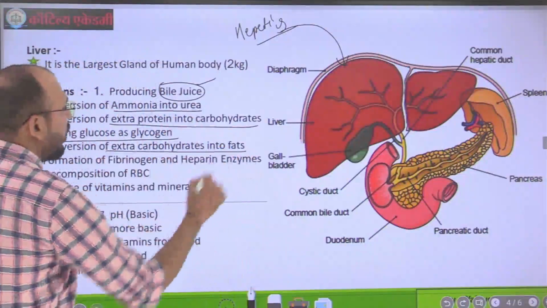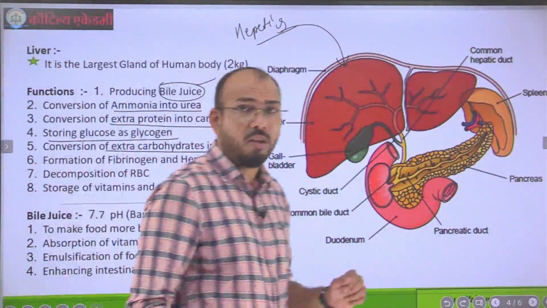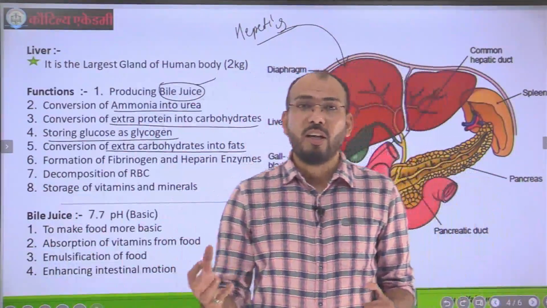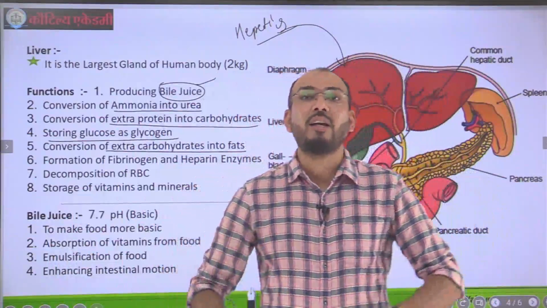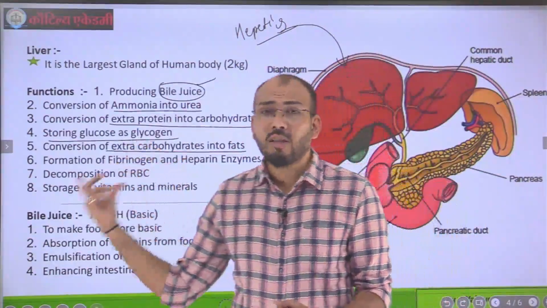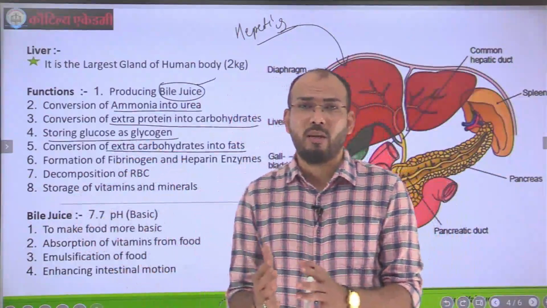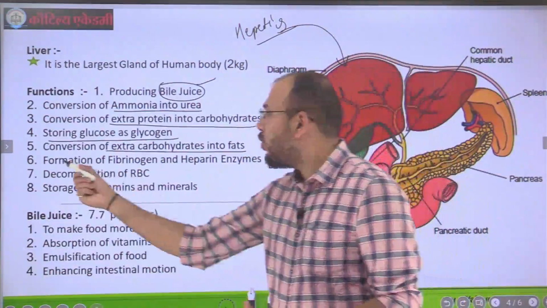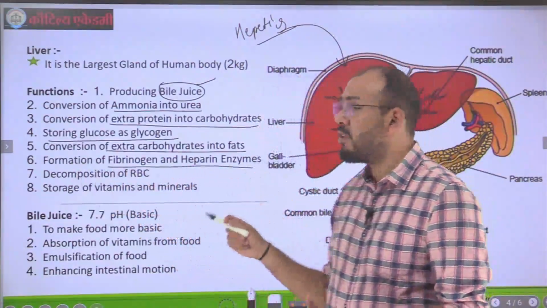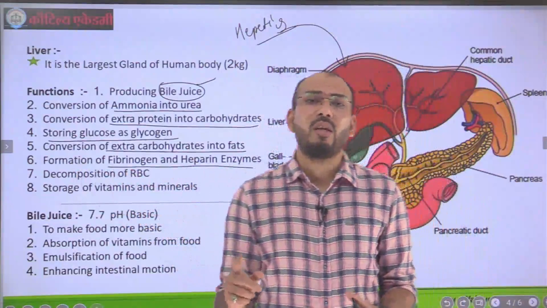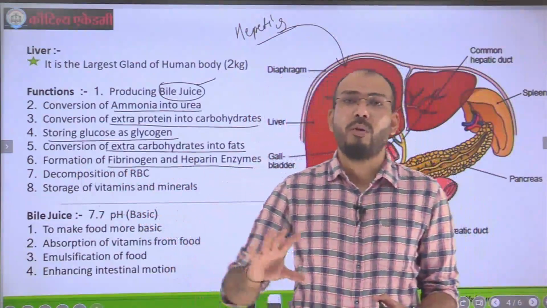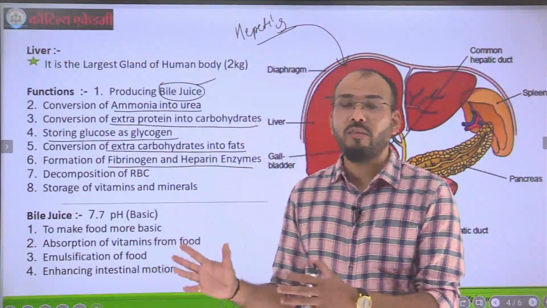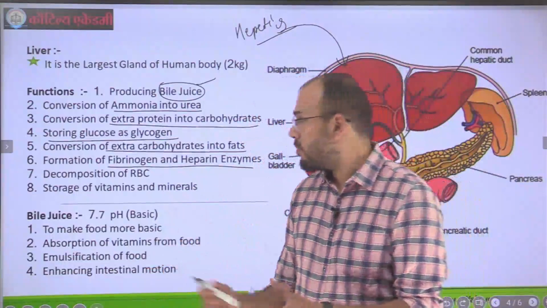Conversion of extra carbohydrate into fat. This is the biggest problem that people face many times. We are not eating food that contains much fat, but still we are getting fat, because the extra carbohydrate which is not needed by the body is converted into fat. Formation of fibrinogen and heparin. Fibrinogen and heparin are the enzymes responsible for blood clotting and blood anti-clotting. These enzymes are stored in the liver, and the liver is responsible for forming them.